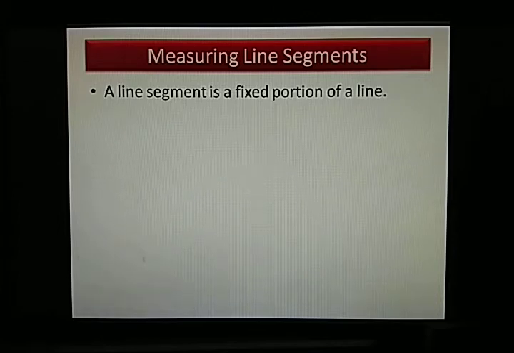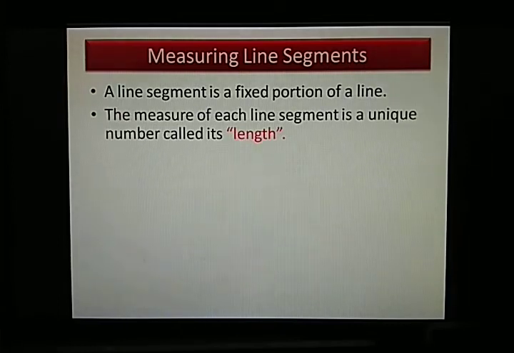A line segment is a fixed portion of a line. It is a part of a line, but it is fixed. It has a fixed measurement, not like a line which goes infinitely in both directions. A line segment is fixed. Now next, the measure of each line segment is unique. Since it is fixed, it will have a definite and unique measurement, and that is called its length, the length of the line segment.